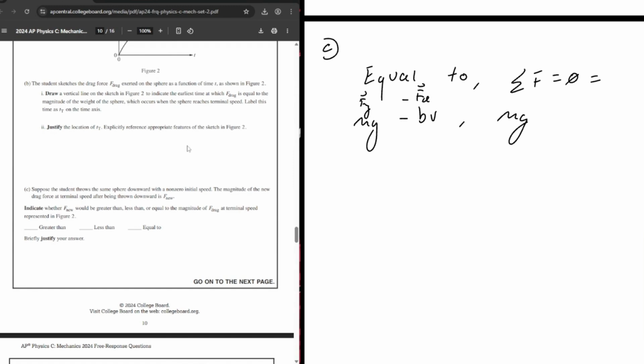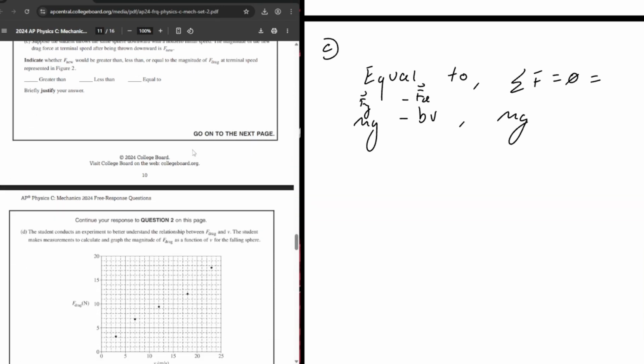So my justification up here is that they're equal. You can say that because when terminal speed is reached, the forces are equal. Just write that in there if you didn't. So I'm going to label that vt. And you can derive this here and say mg divided by b gives you vt.